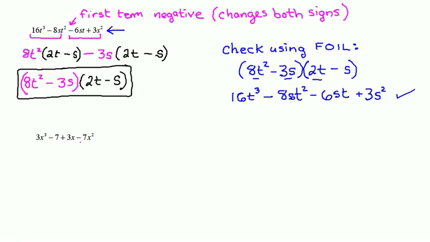Going on to our next example, if we start this the same way that we started the last two, that would be by grouping the first two terms with the last two terms. Then I would see that I have nothing to factor out of the first group, so maybe I would try factoring out a 1, leaving me with 3x cubed minus 7. And out of the second group I could factor out an x, which leaves me with 3 minus 7x.